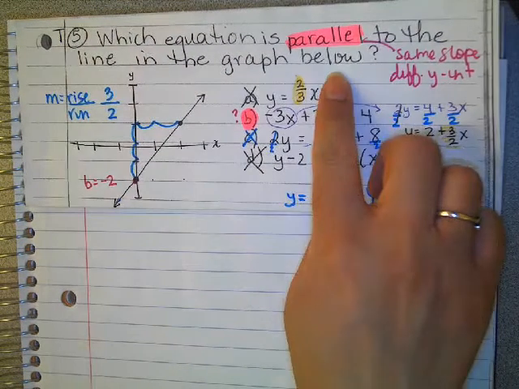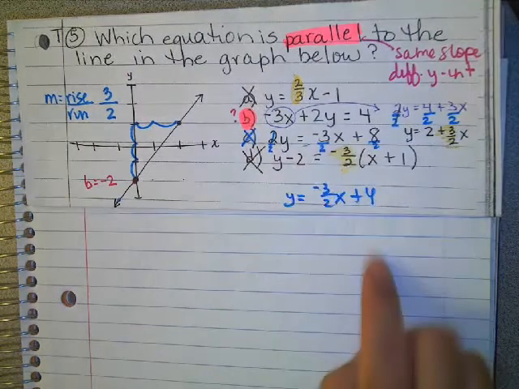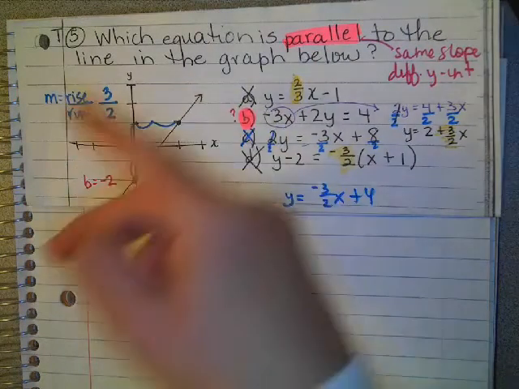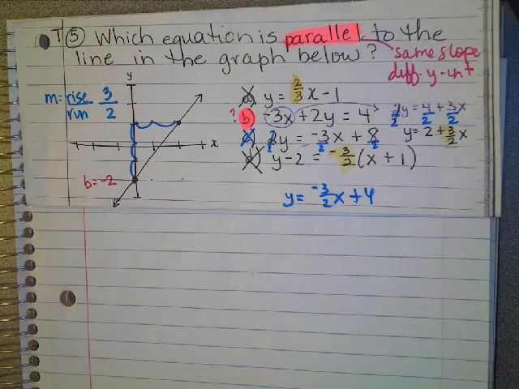Okay. Now, if they would have said perpendicular, then one of these lines would have had the slope of -2/3 because you have to flip the numbers and change the sign. All right, use this for the next question.